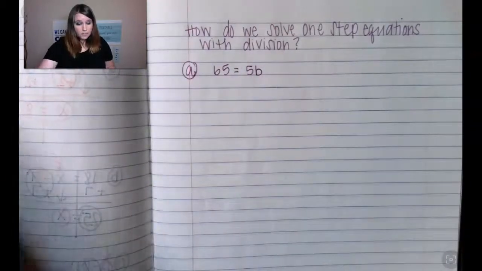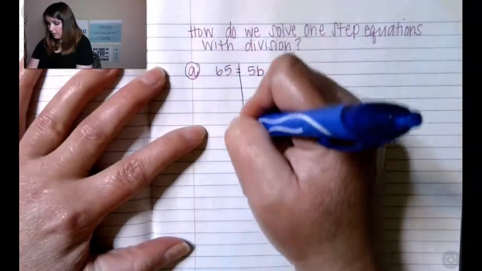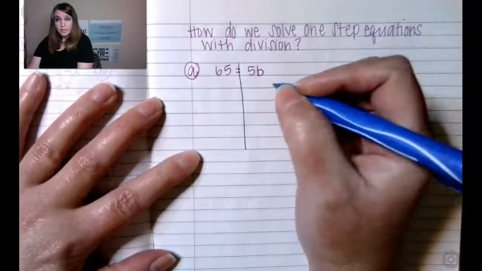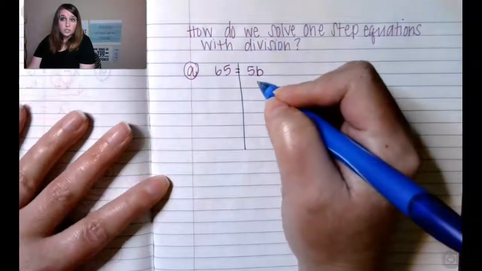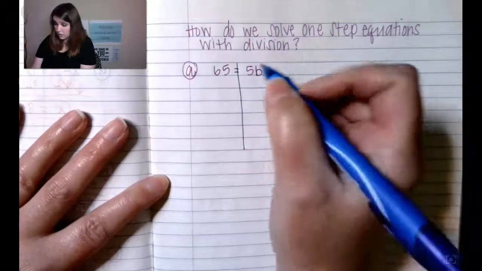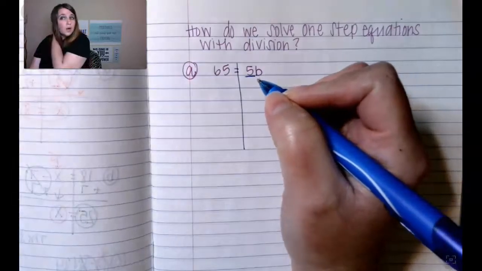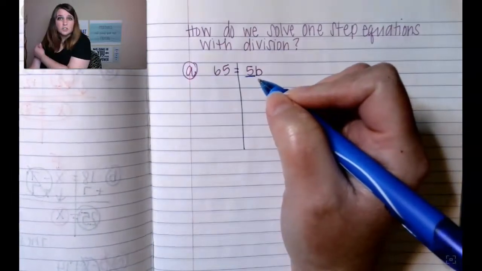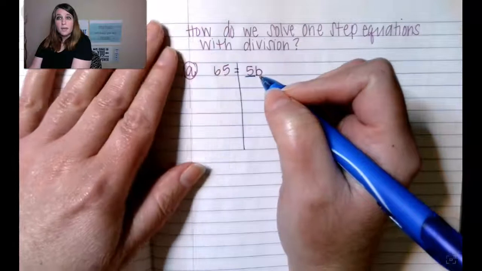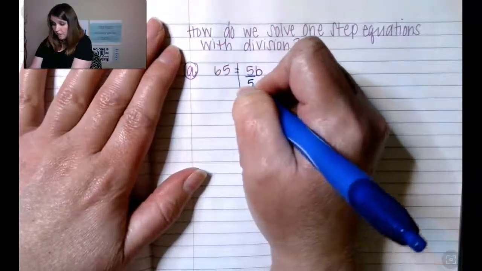So our first step, like we did last time, is going to be to draw a balance line. So let's go ahead and draw our balance line. There's our balance line. And we are going to think about this as division. If I want to undo multiplication, I need to divide. So right now I have times 5. I'm going to divide by 5.